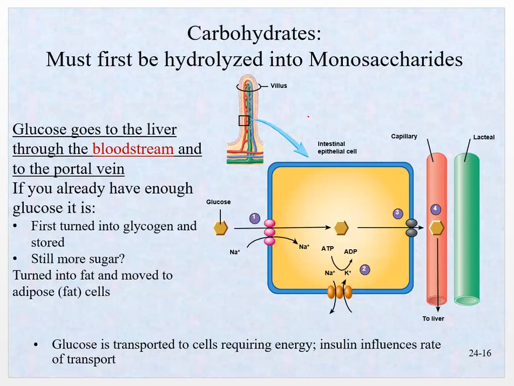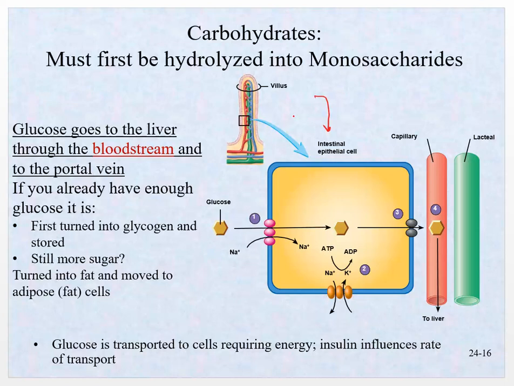All right, so let's kind of go through some of these mechanisms real quick. We've kind of talked about some of these processes, so I don't want to spend too much time on it. But glucose goes to the liver through the bloodstream and the portal vein. Okay, so we're kind of jumping back. We've already been through all of the areas: stomach, small intestine, large intestine. So we're going to go back, and we're just going to talk about absorption. So in this case, we're talking about absorption that's taking place in the small intestine.